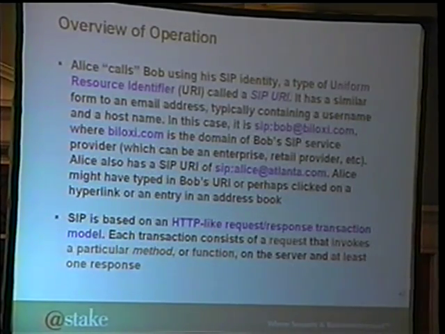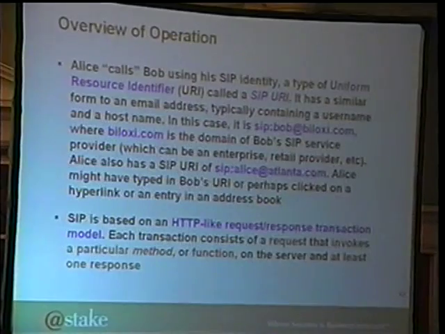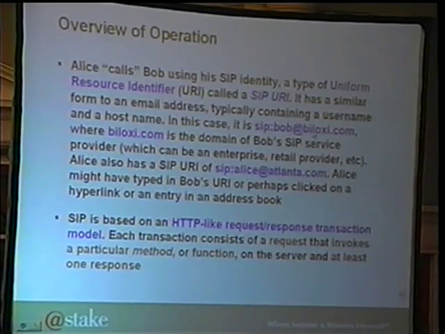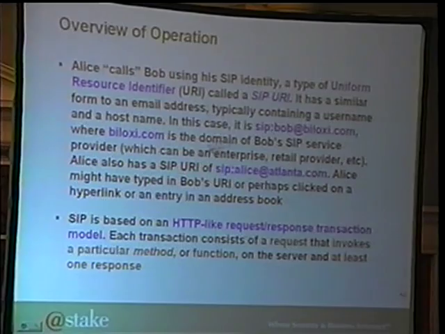Now, SIP is much like HTTP, and some characteristics are even taken from SMTP. Not saying that it's a good thing, but at least it will be easier to understand for some people. Alice calls Bob using his SIP identity, which is called a SIP URI. In our case, it's this. You can see that this is basically a regular URI to which the SIP name and the colon were added, to have what they call a SIP URI. We are sending this to Bob's domain, which is biloxi.com, and Alice uses her own SIP URI to identify herself, which is under the atlanta.com domain.